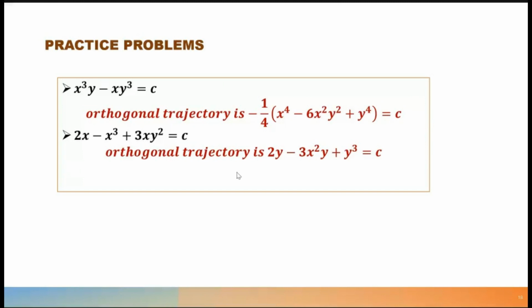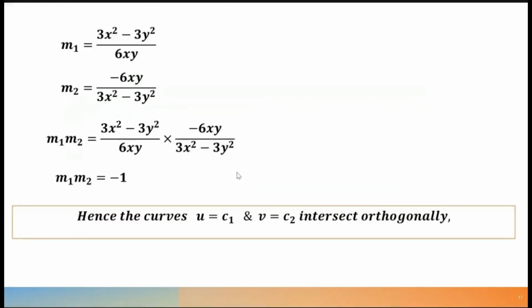Previous slide, 1 second. This step is just to show that m1, m2. m1 is the slope of the first curve. Of the first curve dy by dx is taken as m1. Second curve dy by dx is taken as m2. Slope is normally calculated by differentiating. Tan theta, yeah, dy by dx, there are different ways of calculating the slope.